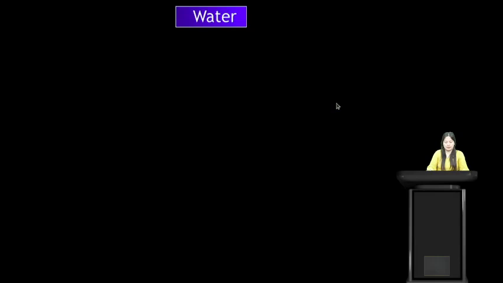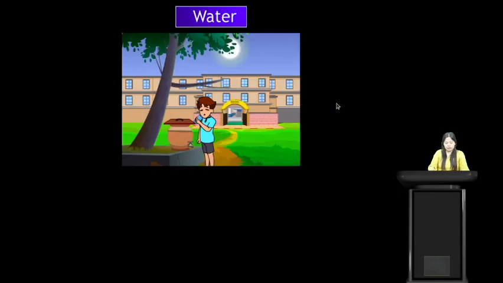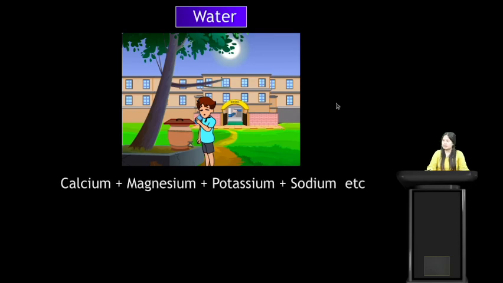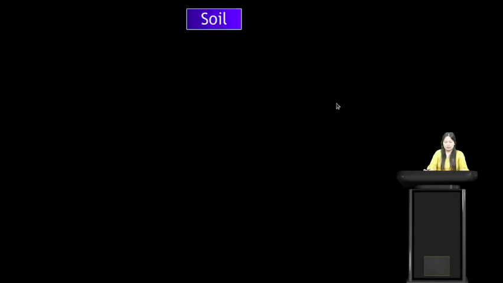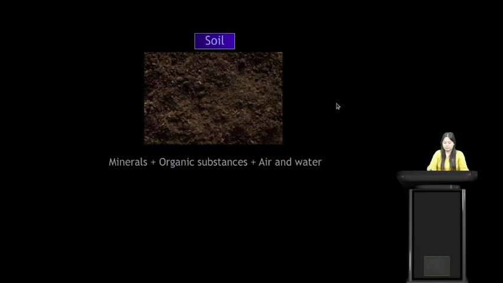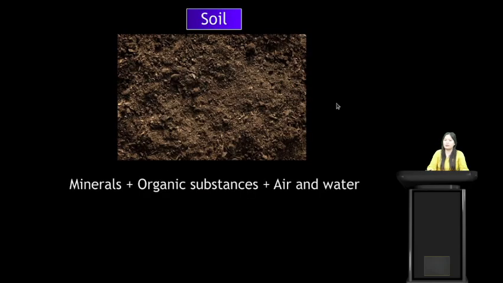Water. Let us see. The water that we drink is also not pure. It is constituted by calcium, magnesium, potassium, sodium. All these are some of the minerals present in water. Another example is soil. The soil is constituted by minerals, organic substances, air, water, etc. So soil is also a mixture. It is constituted by one or more components.